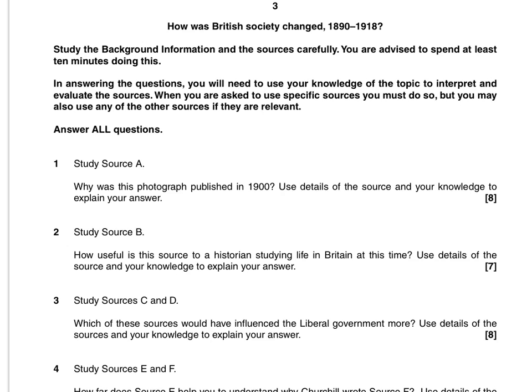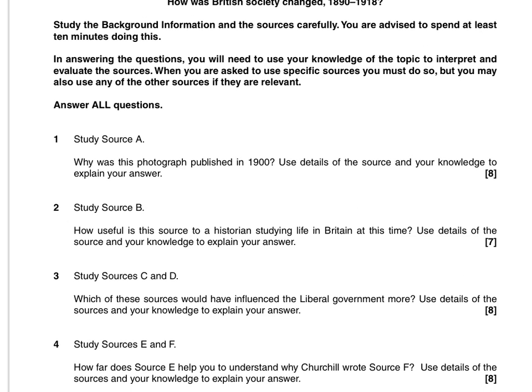Okay, today we are looking at a paper two question. So this is the British Society Changed topic. And we're going to look at this question. The study source A, and the question is, why was this photograph published in 1900? So you need to, first off, remember this is not a what is the message question. It is a why this was made question.